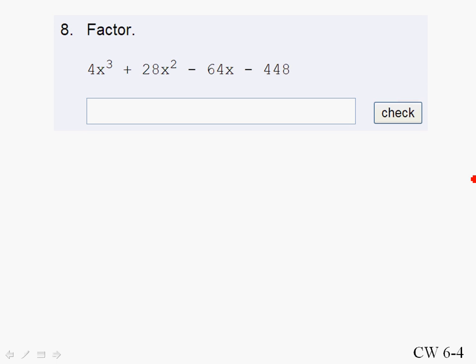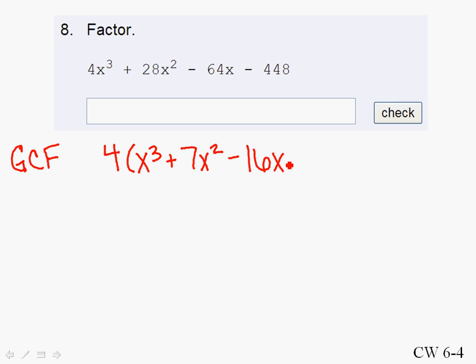For number 8 on classwork 6-4, we're going to be factoring using a variety of methods. The first method, we're going to look for the greatest common factor. The greatest common factor in 4x cubed plus 28x squared minus 64x minus 448 would be 4. If we divide each term in the polynomial by 4, we get x cubed plus 7x squared minus 16x minus 112.